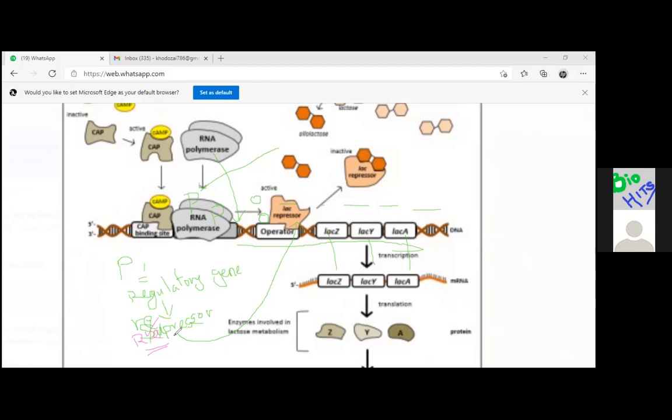This repressor will go and attach with the operator gene, or operator, or operator zone.